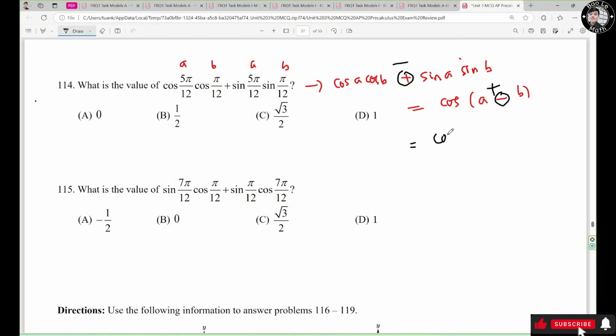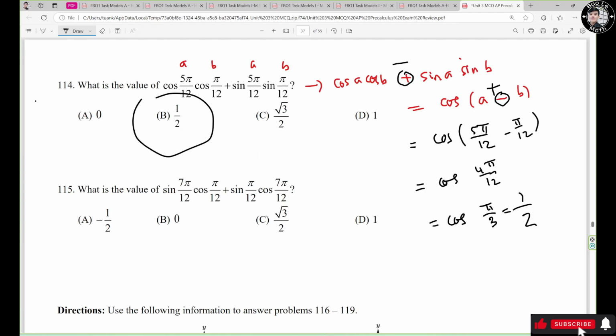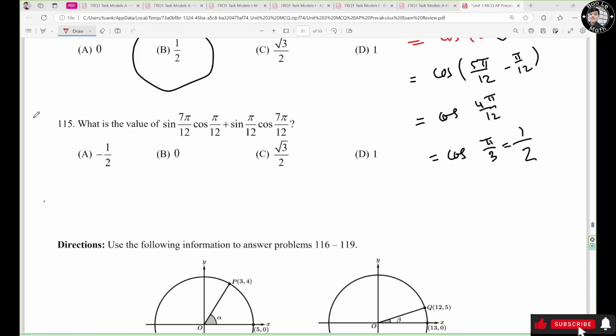So it could be cosine of A, which means 5 pi over 12, subtract B, which means pi over 12. So it's going to be cosine of 4 pi over 12. Now we simplify this one: it could be cosine of pi over 3. Cosine of pi over 3 equals 1/2. So the answer must be B.